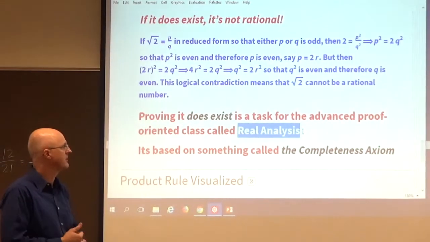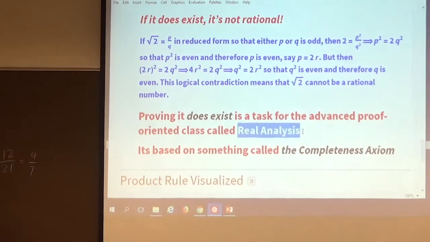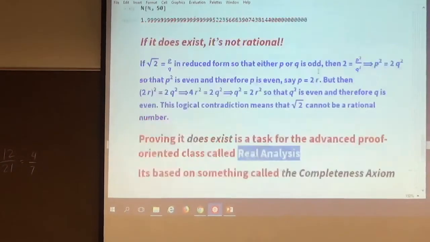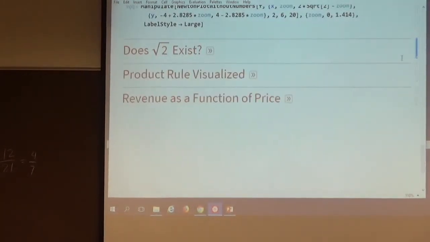It's based on something called the Completeness Axiom, which I'm not going to get into, but a class called real analysis proves that the square root of 2 exists. It is an issue, but it's a subtle issue. Okay?